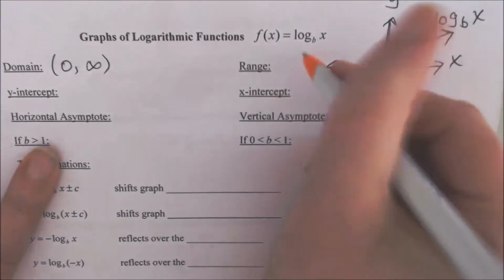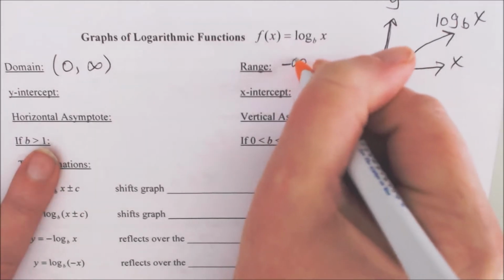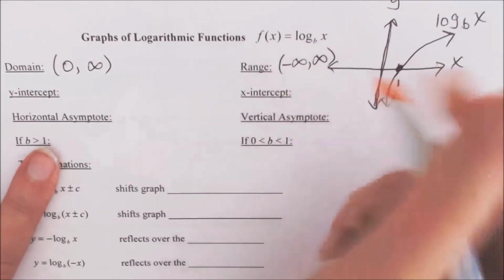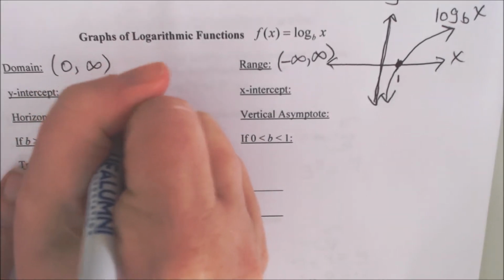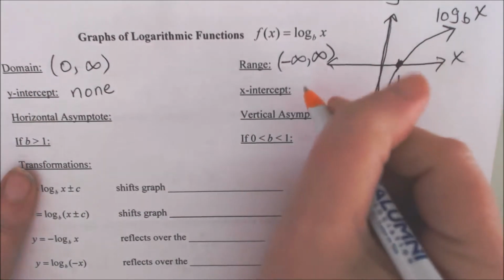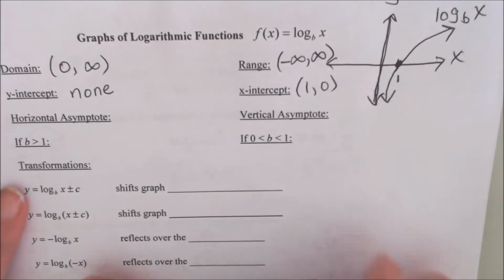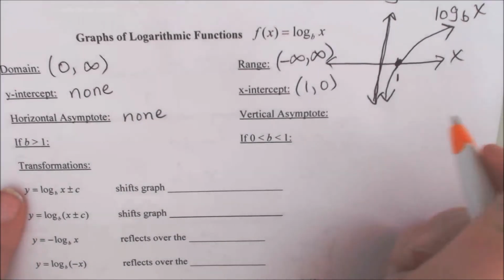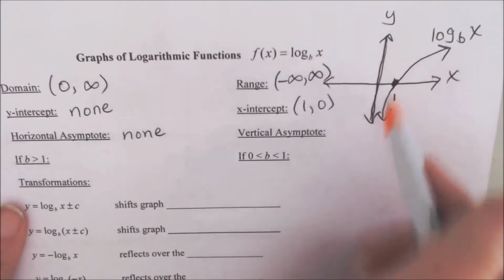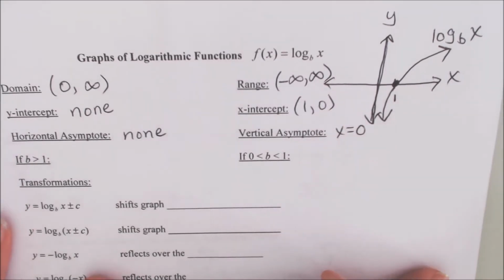Range is from negative infinity, because the arrow goes all the way down to negative infinity, and up to positive infinity. Y-intercept, there is none. And then the x-intercept is at (1, 0). Horizontal asymptote, this time there is no horizontal asymptote. However, there is a vertical asymptote. It's the y-axis, so the vertical asymptote is x equals 0.